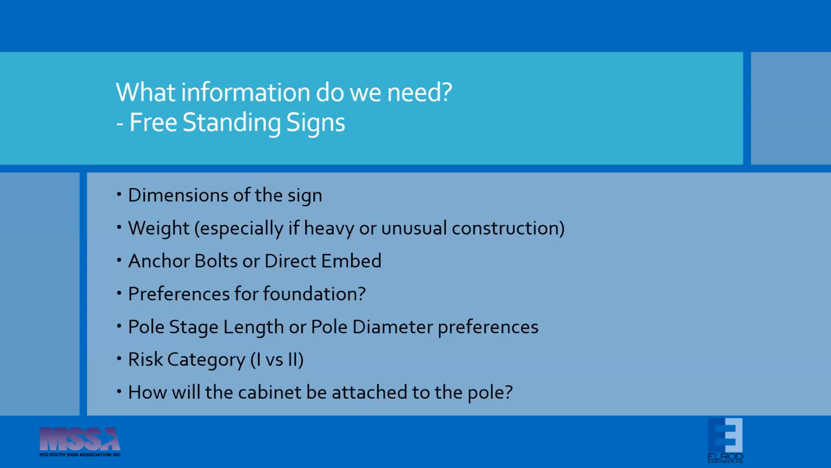Do you have a preference for anchor bolts or direct embed the pole? What about the foundation? Some people do have a preference. They like a certain style, or even limitations as to if you're doing a round pier foundation. Do you have a limit as to the size of the auger that's available? You may need to limit it to a 36-inch or 42-inch or whatever is available for you. How will the cabinet be attached to the pole? That, again, whether it's going to be a saddle mount or mounting plate, is important so that it gets engineered as part of this permitting process and design process for you.